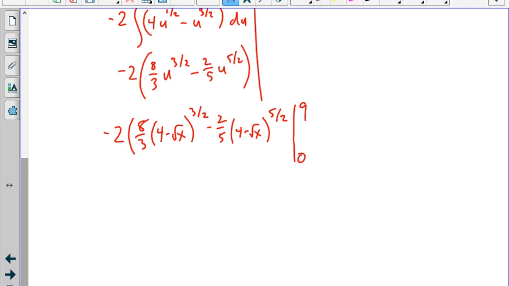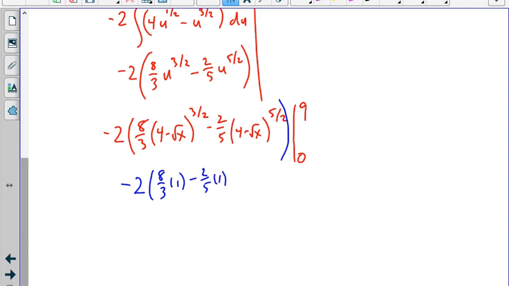So if I evaluate this from 0 to 9, I'm going to take 9 and sub it in everywhere there's an x. So I have negative 2 times 8/3. And then if I sub in 9, I get 4 minus 3, which is 1 to the 3/2, minus 2/5, 4 minus 3, which is 1 again.